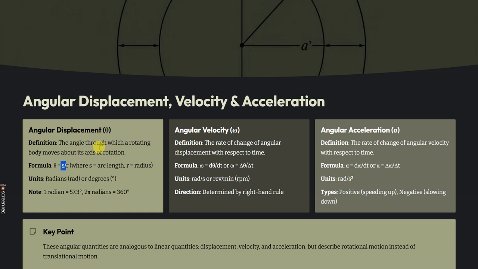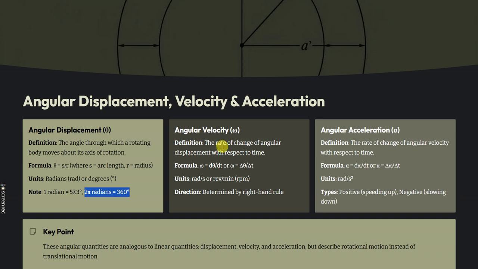Theta is the angle through which a rotating body moves about its axis of rotation. Its unit is radian or degree. 1 radian equals 57.3 degrees. 2 pi radians equals 360 degrees.